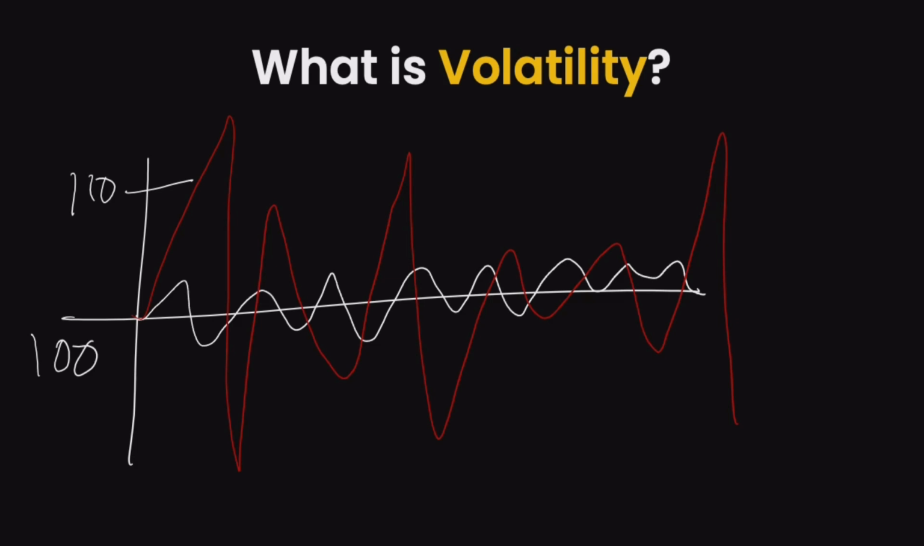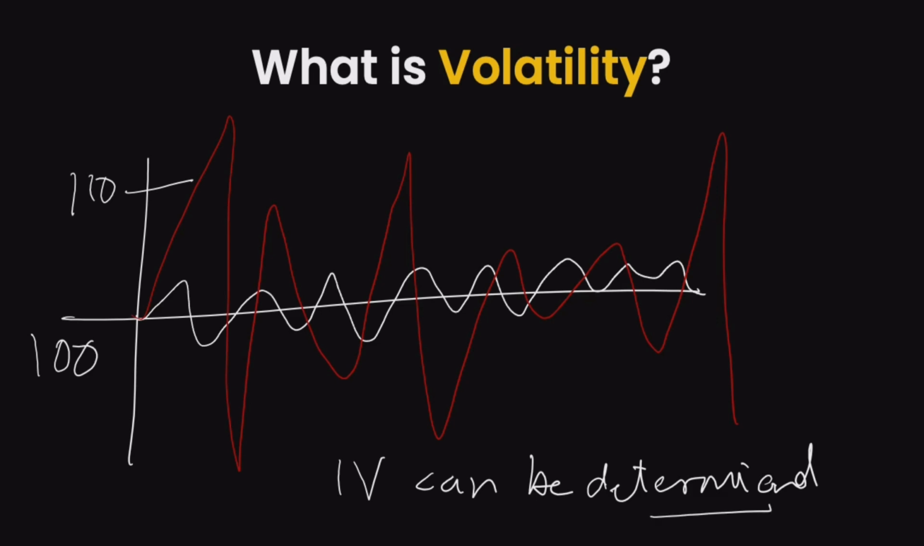Now, the good news is that implied volatility can be determined. Most trader platforms, broker platforms, typically provide this information. So you don't really need to calculate it manually. You can determine it by looking at the charts that are given in your broker platform. Let's see how that works.